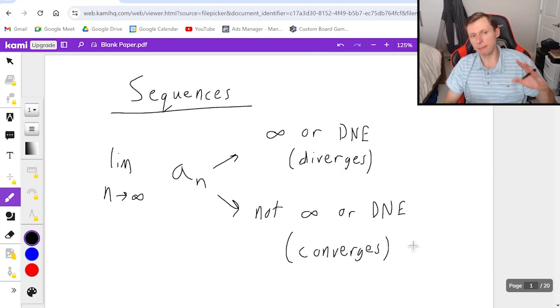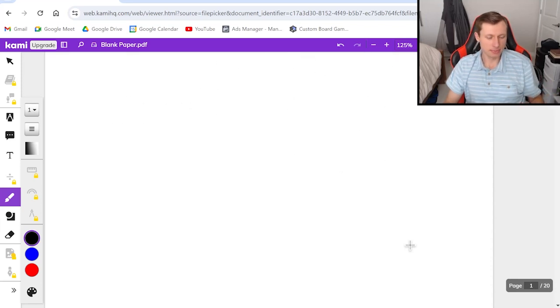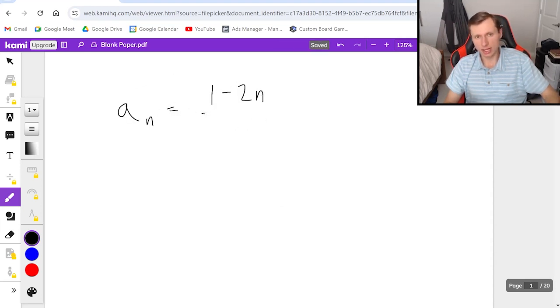And now we're just going to look at a bunch of examples today. For the examples we look at, I encourage you to try them on your own first, and then only watch the video if you want to see the solutions or if you got stuck. So without further ado, here we go. Here's the first one. The sequence is a sub n equals 1 minus 2n over 3 plus 4n. Go ahead, give it a try.